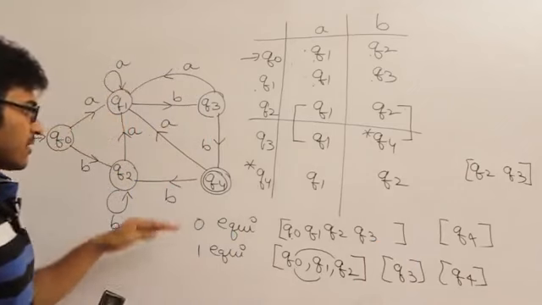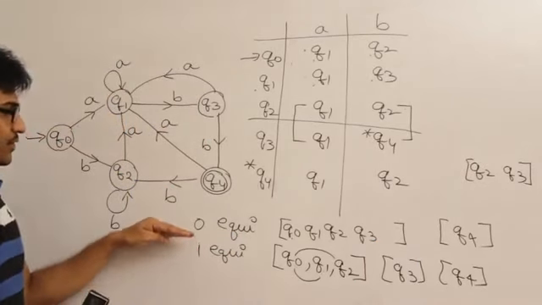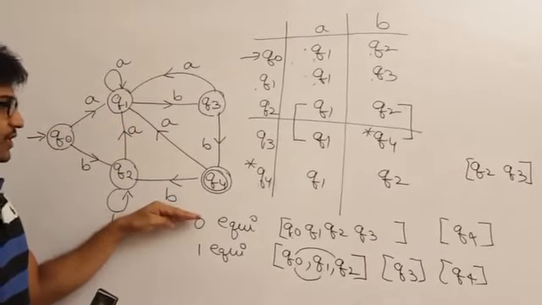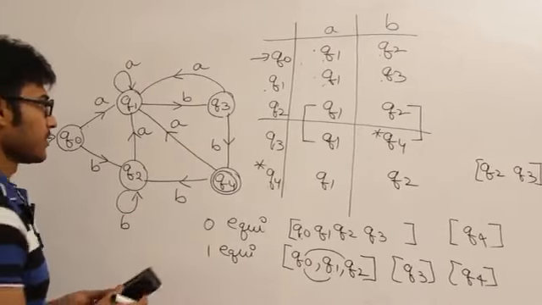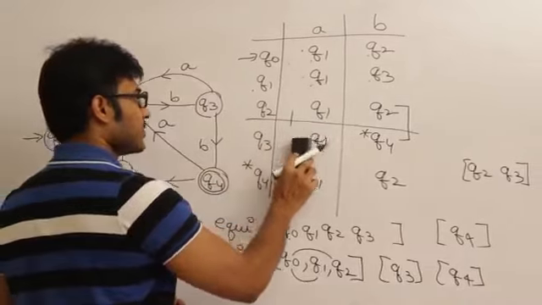See, try to understand it. When I am writing one equivalence, I will be using the information only about zero equivalent. When I am writing two equivalent, I will be using the information about one equivalent. You will understand this with more examples.